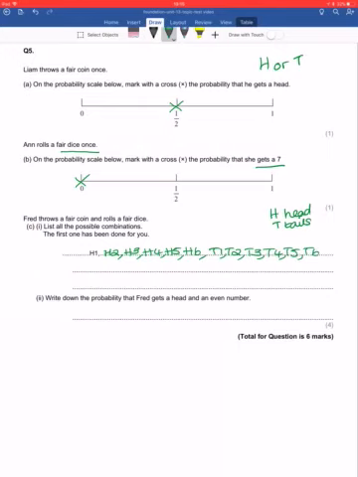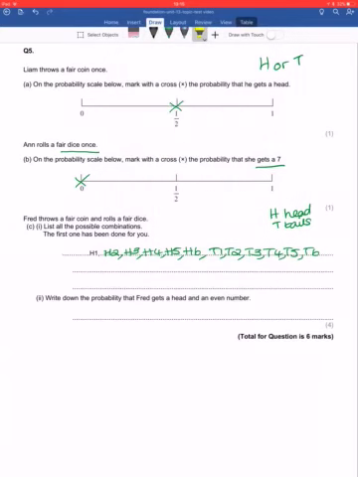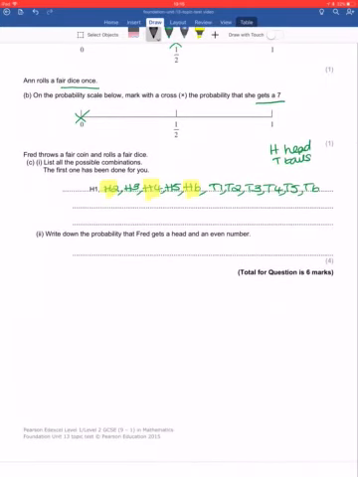Lastly, write down the probability that Fred gets a head and an even number. So my even numbers are 2, 4, 6, 8, etc. So I've got a head and a 2 there, a head and a 4 there, and a head and a 6 there. So that's actually 3 out of how many have I got altogether? 1, 2, 3, 4, 5, 6, 7, 8, 9, 10, 11, 12. 3 out of 12.